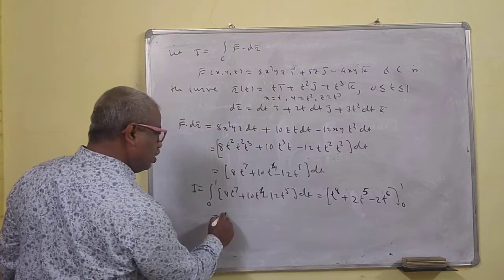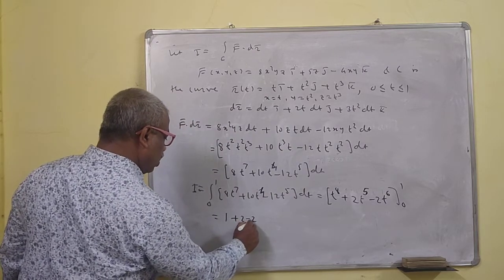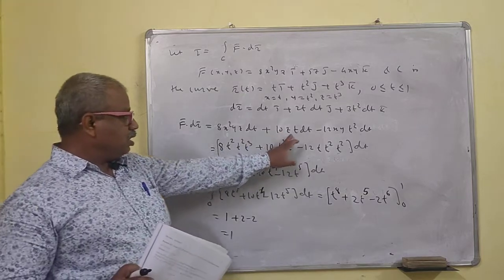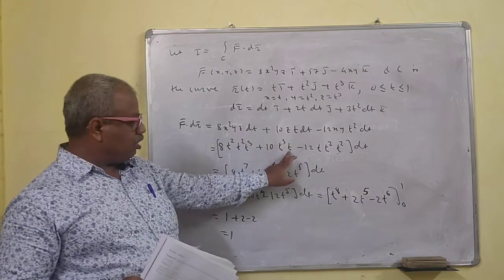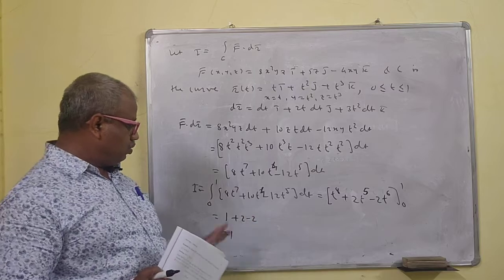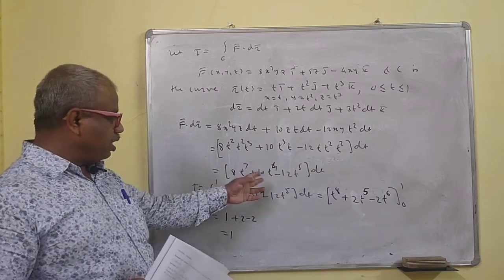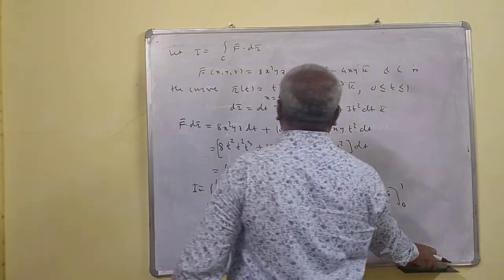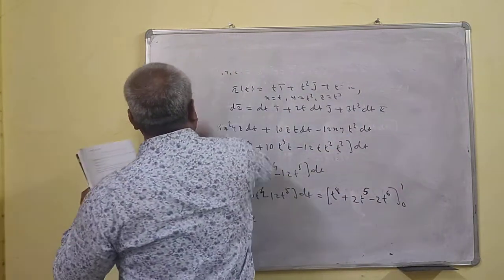Okay, so this is what then, 1 plus 2 minus 2. So this is 1, so the answer is 1 now. Okay, so here what is z? t cube into t, and t cube into t is t raised to 4. Okay, so we had a mistake here, so we got a wrong answer. Okay, now it is correct. So you should take care everywhere.